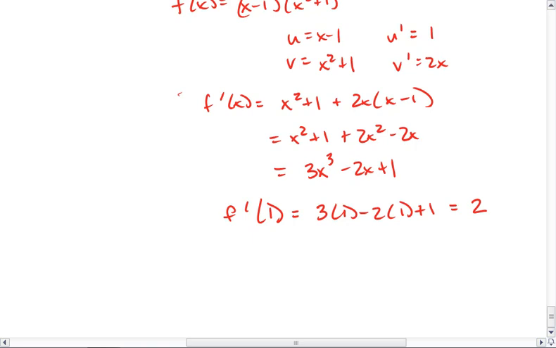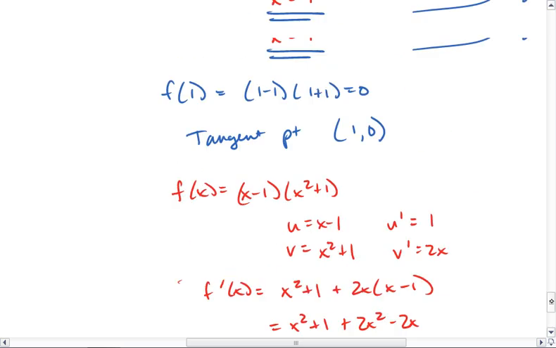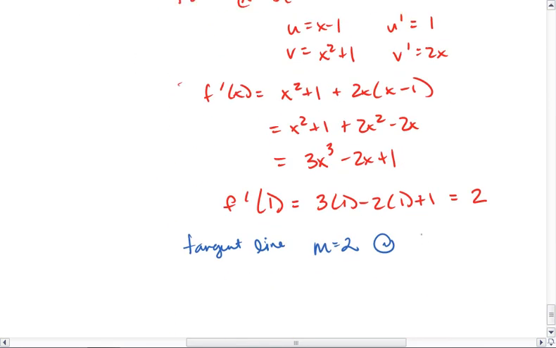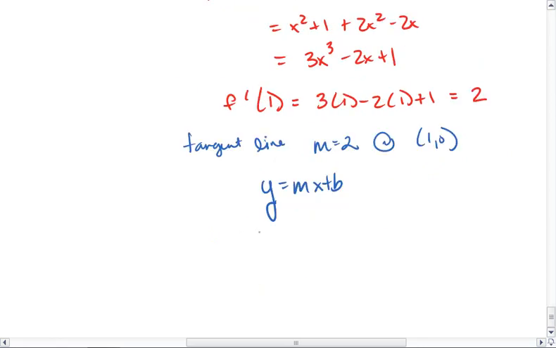What this means is that our tangent line has a slope of 2 at the point (1, 0). So we use the general form y equals mx plus b again. We plug in the ordered pair for y and x, plug in our slope to solve for b. We find b equals -2. So our tangent line is y equals 2x minus 2.